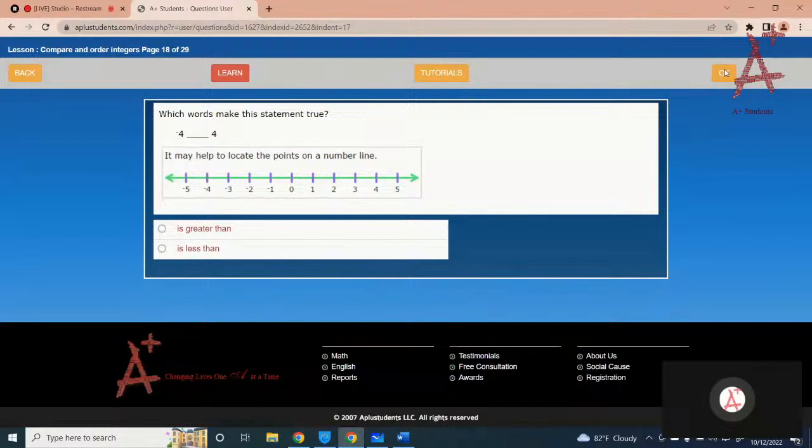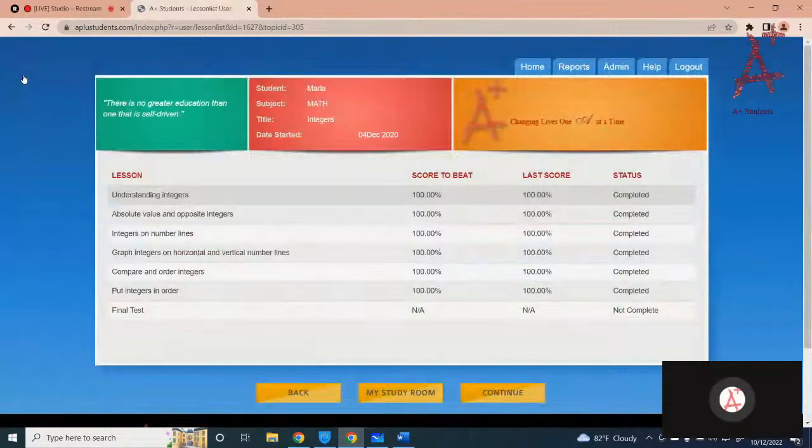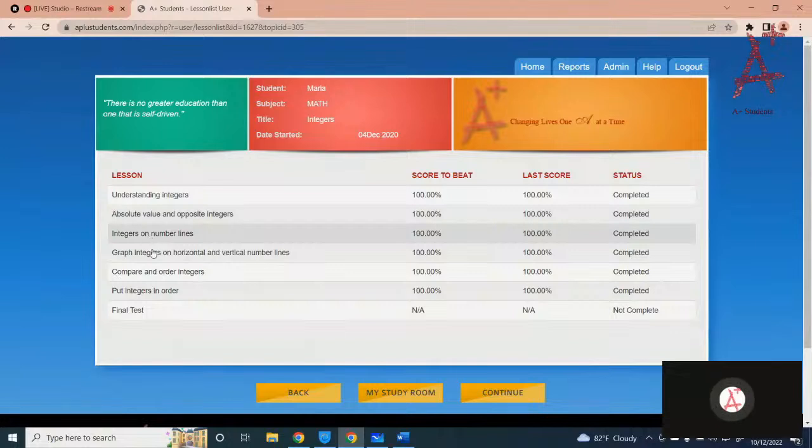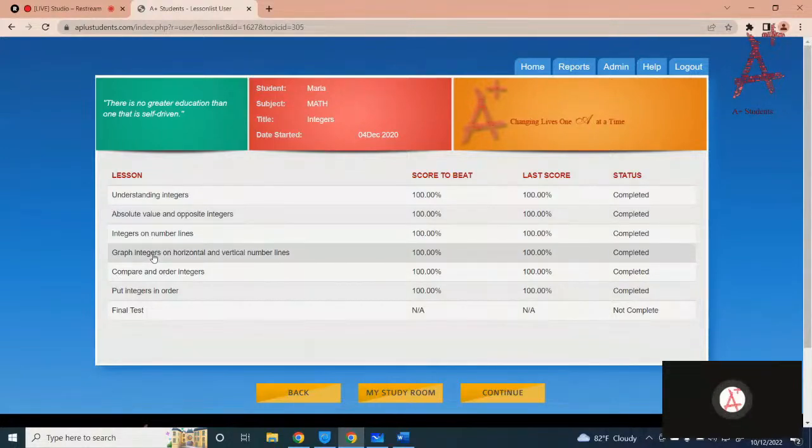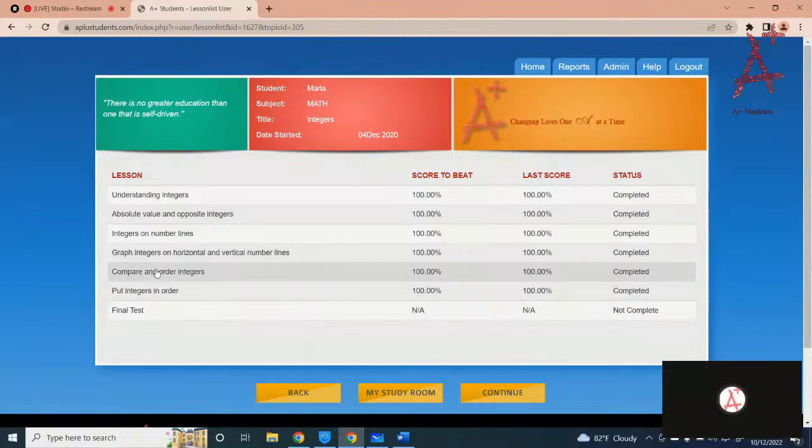Okay, you can complete the test by yourself later today. So that's all for today. We have completed 4 topics today. Please make sure before the next session you complete all the tests for the topics. We did absolute value and opposite integers. Then we did integers on a number line. Then graph integers on horizontal and vertical number lines. And then compare and order integers. That's chapter 4 of grade 6 maths.